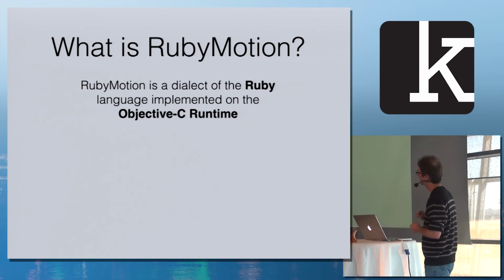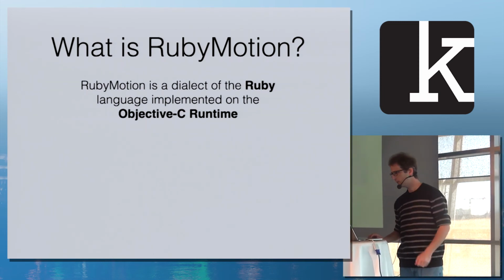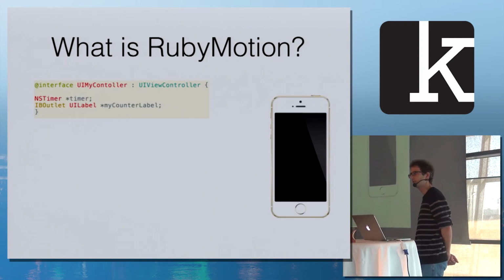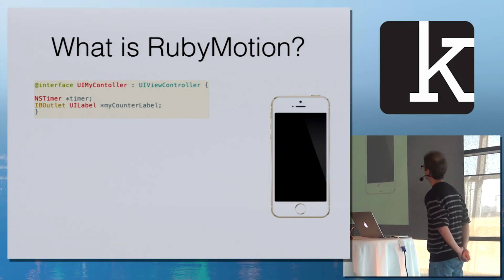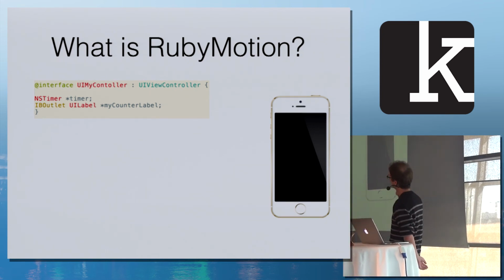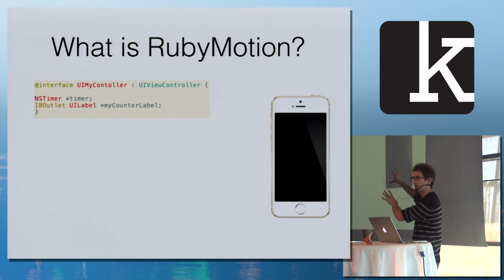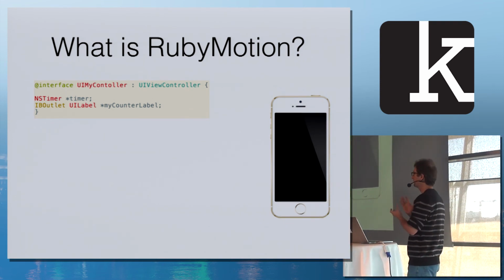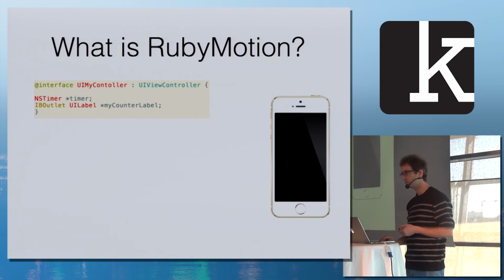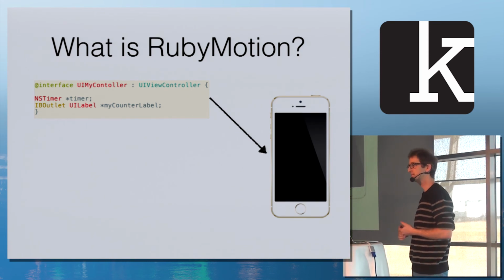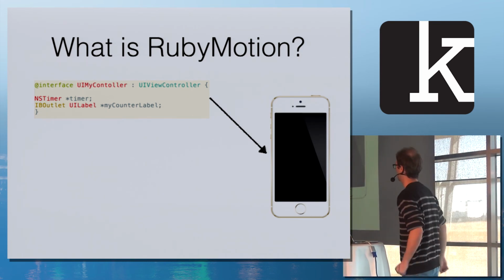And using the Objective-C runtime, what does that mean? Well, to help you understand how RubyMotion relates to Objective-C and iOS and what the heck is this thing called the Objective-C runtime, let's consider some Objective-C code. So if you're not familiar, this is a simple class declaration in Objective-C with two member variables, ivars, right? And you might assume that when you write this code, it runs on the device. Simple, right? But not quite. It's not quite that simple.